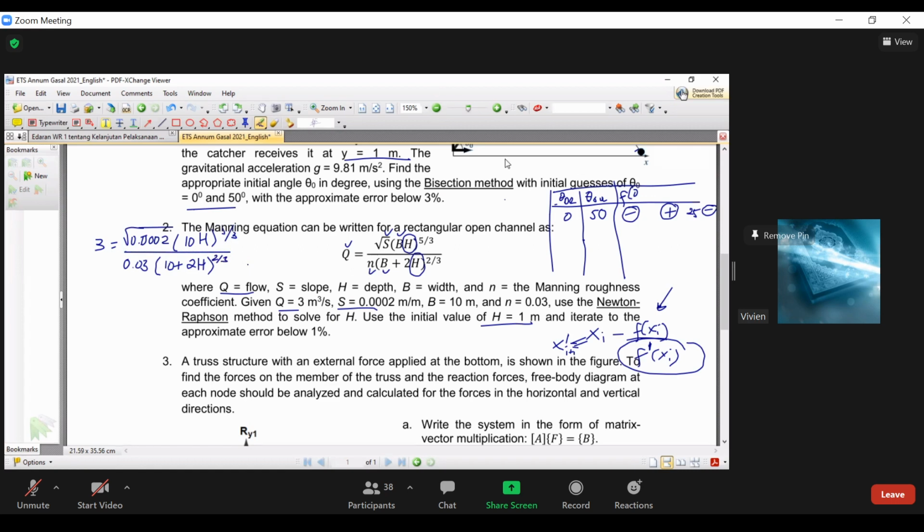All right, so with this we have to construct an equation in which this will be equal to 0, so that we can rearrange the equation and bring that to the left-hand side. For example, here we have 0.09 (10 plus 2h) to the power of 2 over 3, and that will be equal to the square root of 0.0002 times 10h to the power of 5 over 3. So this is the equation.